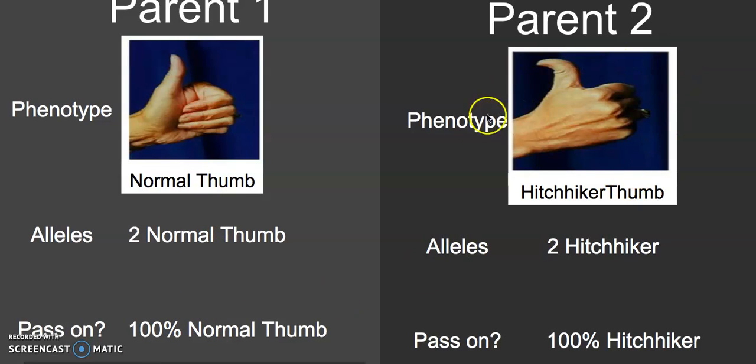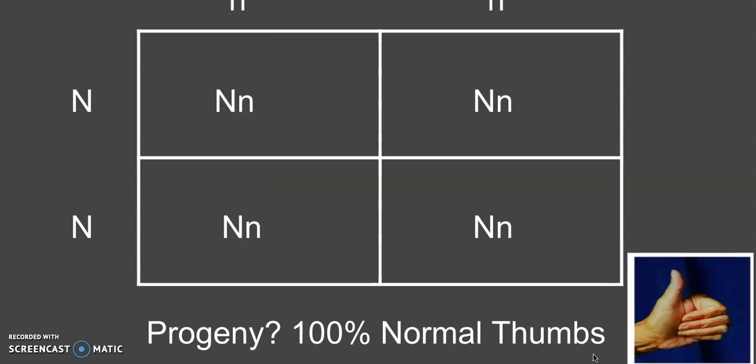Parent two has a hitchhiker thumb phenotype. That is, they have two recessive alleles for this particular gene, and they can only pass on hitchhiker thumbs. So parent one can only pass on normal thumb alleles, and parent two can only pass on hitchhiker thumb alleles. So what does this mean for the phenotype of the offspring?